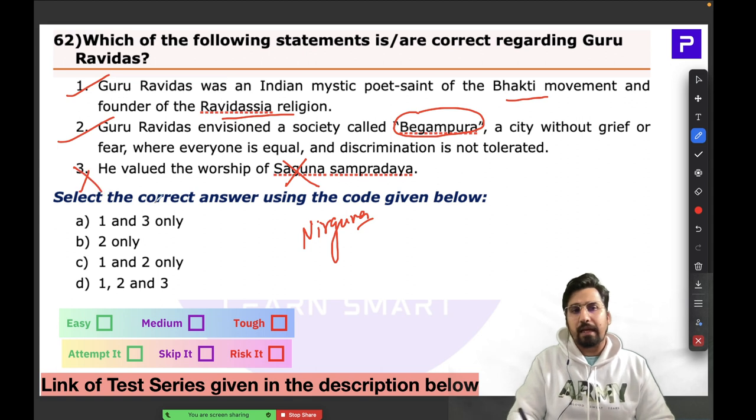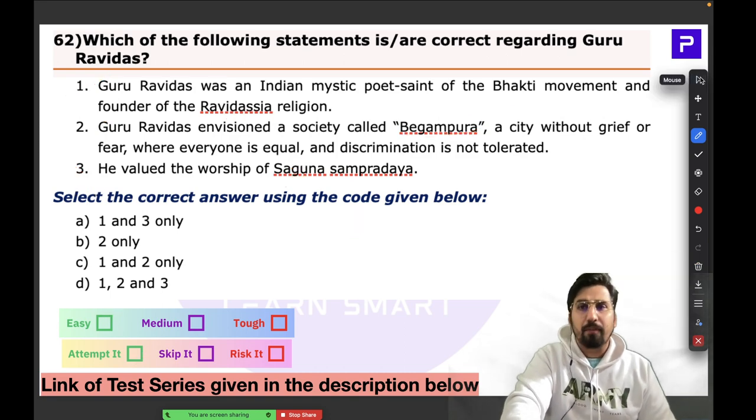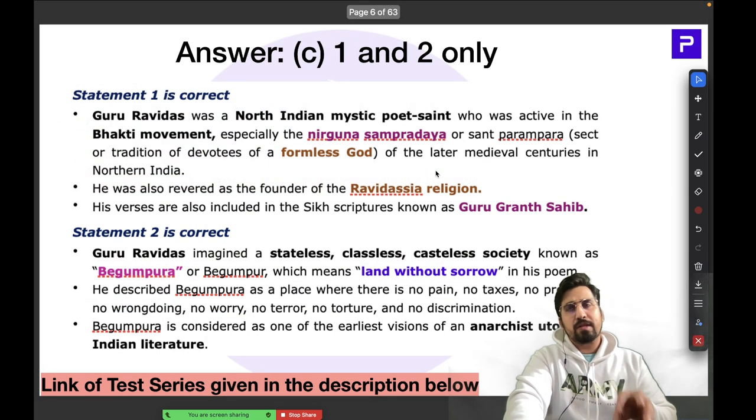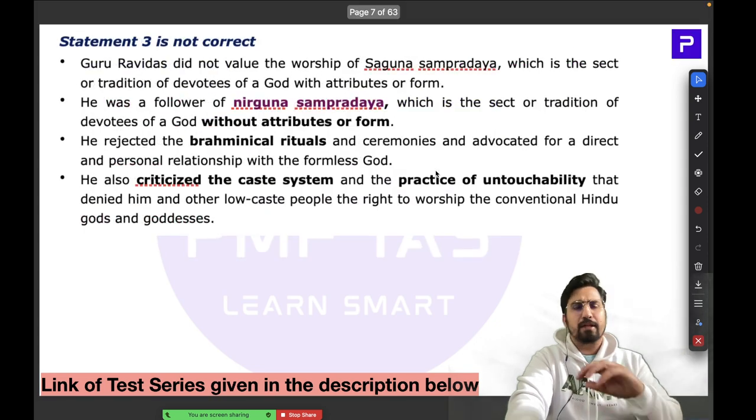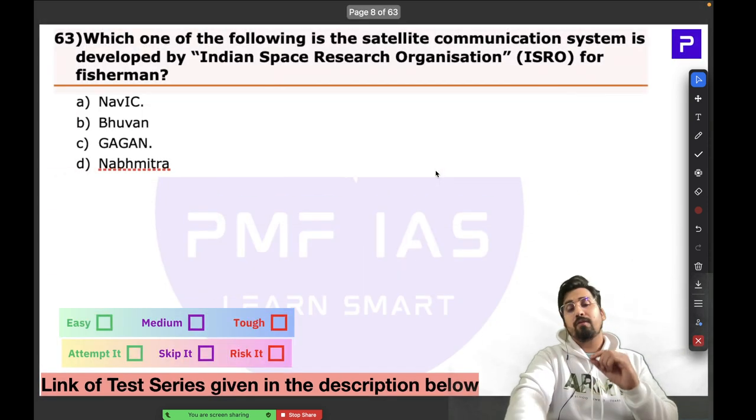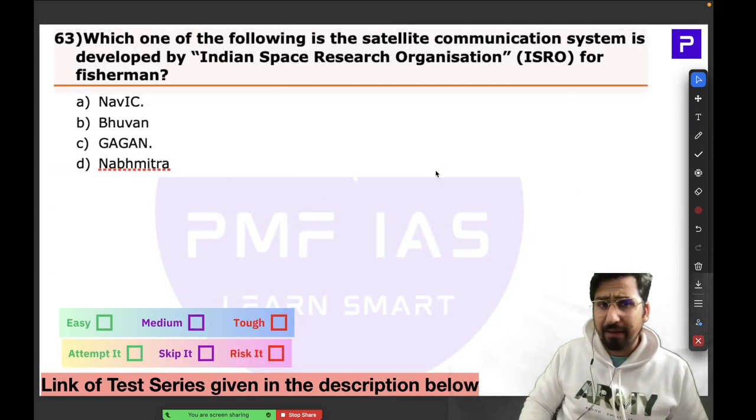So third is incorrect. I think this is also a very easy question, something that you should attempt. But of course, you need to have information about Guru Ravidas, and always try to prepare the topics of Bhakti movement and Sufism. They are very important topics when it comes to the medieval history of India.